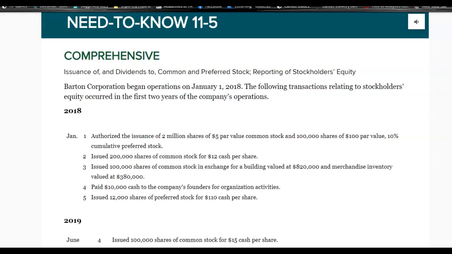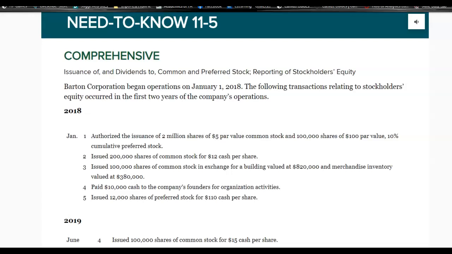The following transactions relating to stockholders' equity, that's the section of our balance sheet, occurred in the first 2 years of the company's operations. So we're going to be looking at startup through the beginning of operations, the first 2 years of this company's existence. And we're only going to be looking at the transactions that involve the equity side of the balance sheet. So in 2018, we've got 5 different events that occurred between January 1st and January 5th. And then in 2019, we had a single event that occurred on June 4th. So let's take a look at each one of these individually.